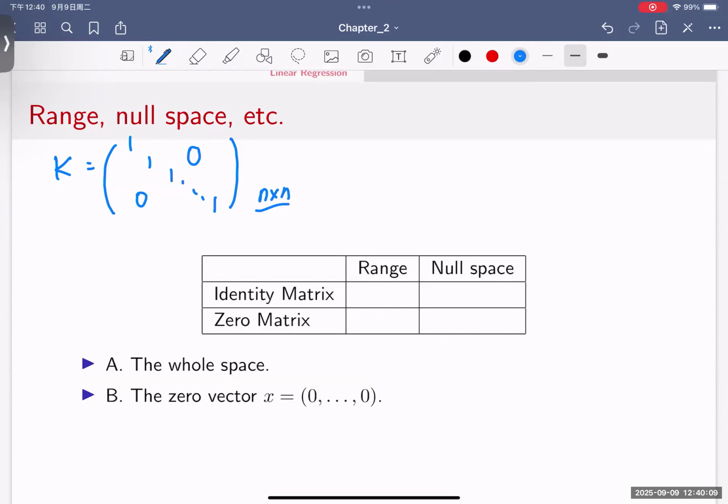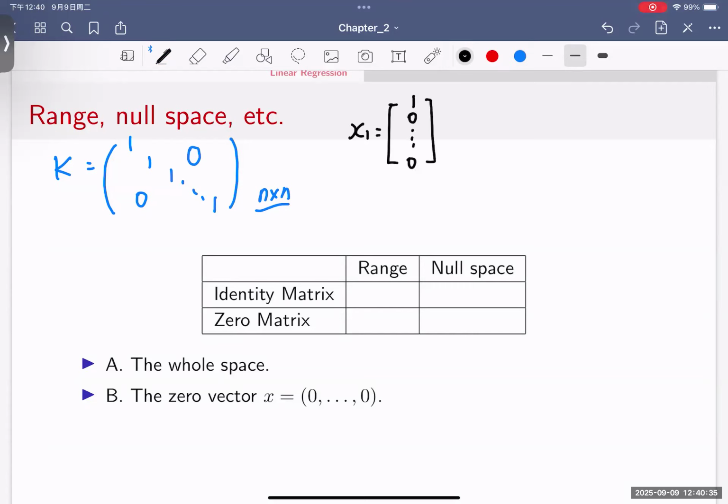Here our K is an n times n matrix. So what is our x1, and what is our xn? Following the definition of the range, we treat K as n column vectors. Our x1 is exactly the vector whose first element is 1 and whose other elements are 0.